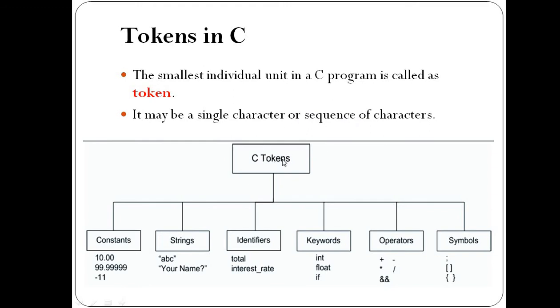So C tokens are divided into 6 categories. What are those 6 categories? Constants, strings, identifiers, keywords, operators and symbols. So we will see them one by one. Okay, understood what is the definition of a token? The smallest individual unit in a program. And how many parts of C tokens? 6: constants, strings, identifiers, keywords, operators and symbols.